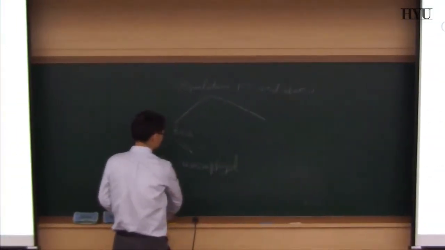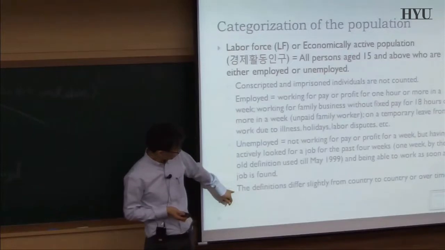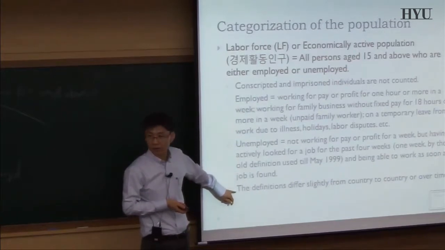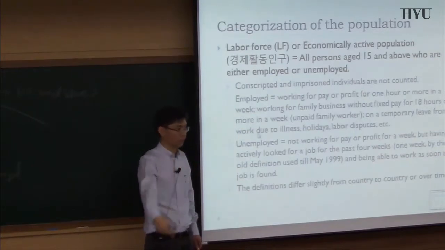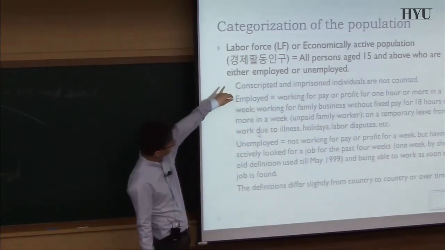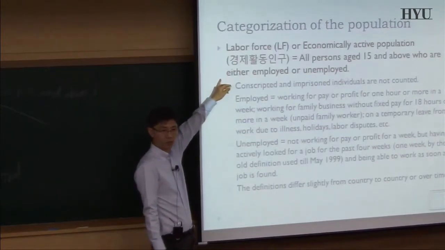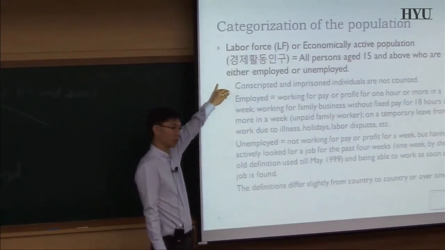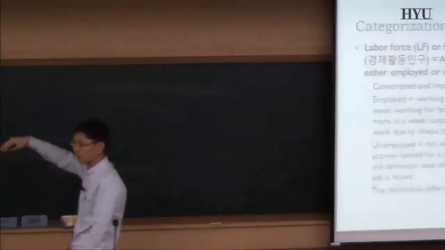Okay. Then what is the other category? The other category. The definitions differ slightly from country to country. So if you look at, let's say, international statistics, you should be a little careful because the countries sometimes use different definitions. For example, in Korea's case, they count the 15-year-old as a part of this group, but in some countries they count from 16, not 15. Some countries, they count it from 14. So depending on their education system, sometimes they start at a later age.